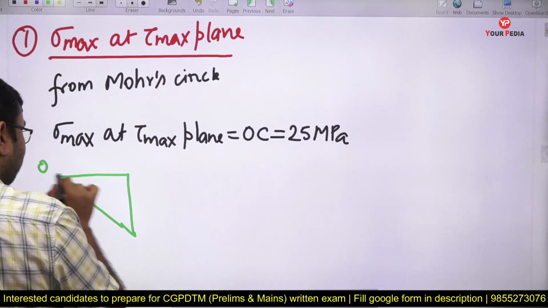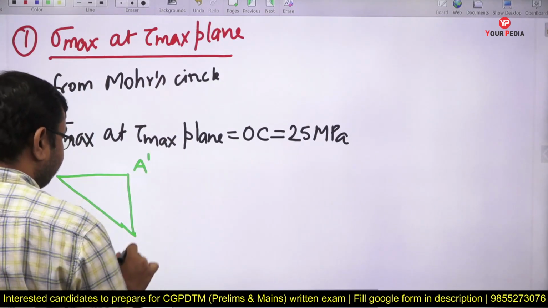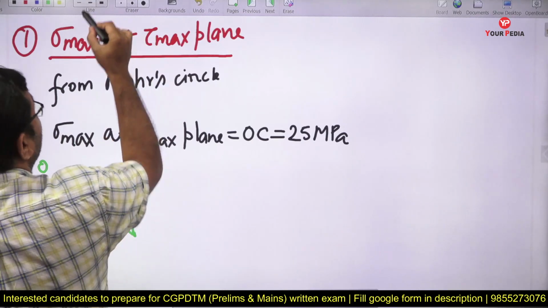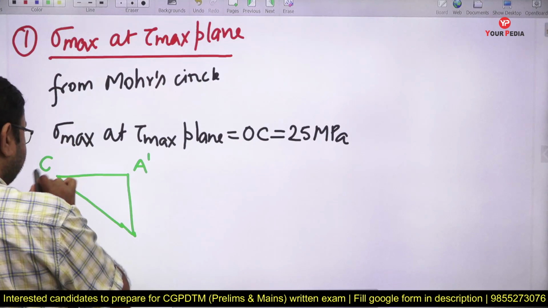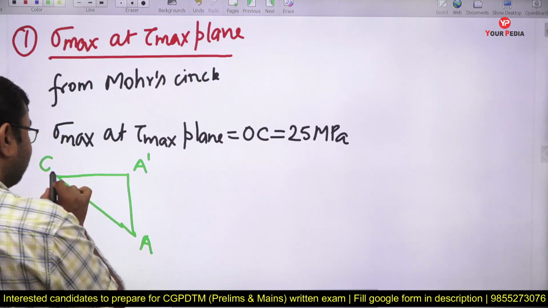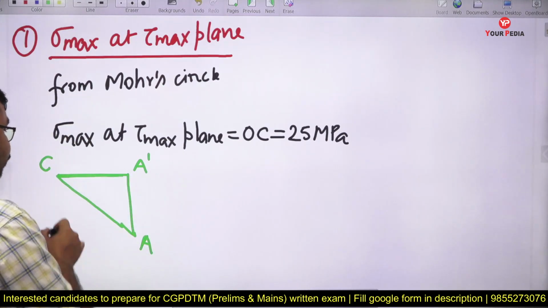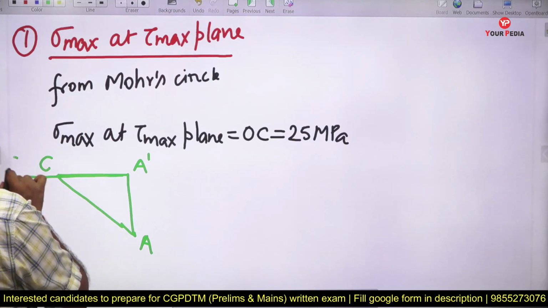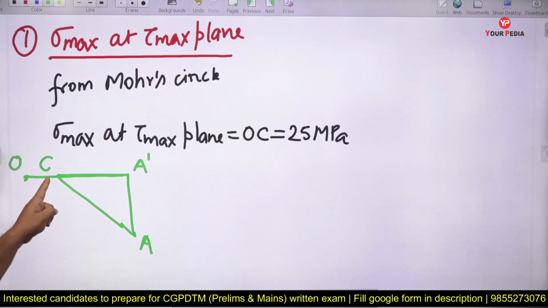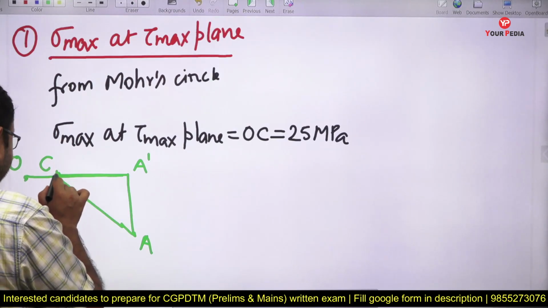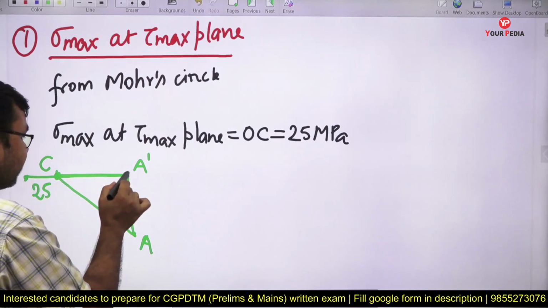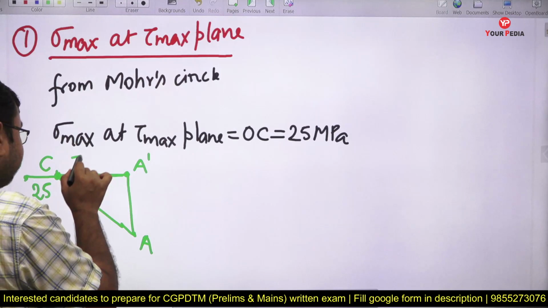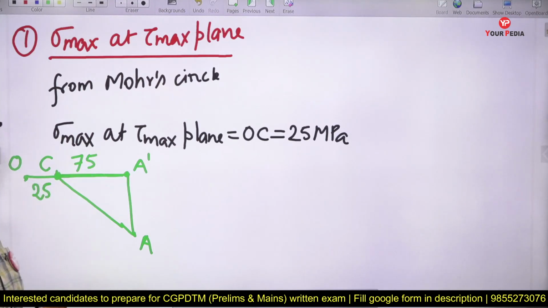Correct. This is O, this is A prime, sorry, this is not O, this is C, don't make a mistake, this is C and this is A. And obviously, what is the length of this CA? Obviously from O to C, you can see this is the origin and this is the center of the circle. So this distance is 25, and the distance between O and A is 100. So can I say this distance is nothing but 75 megapascal.